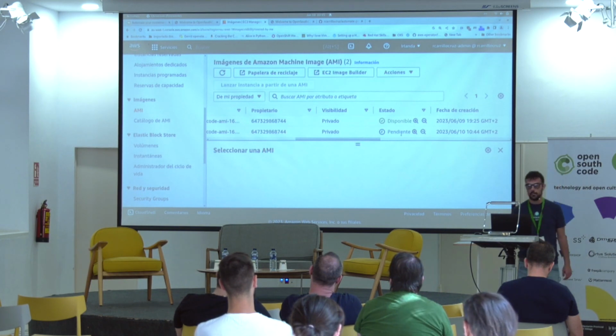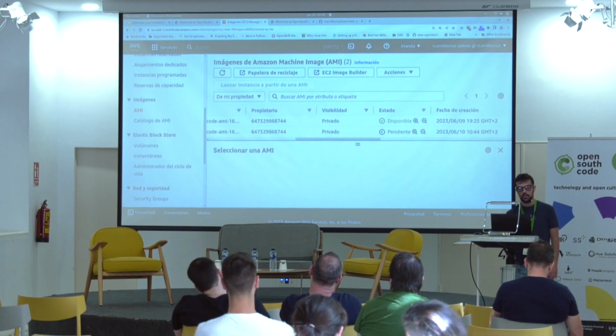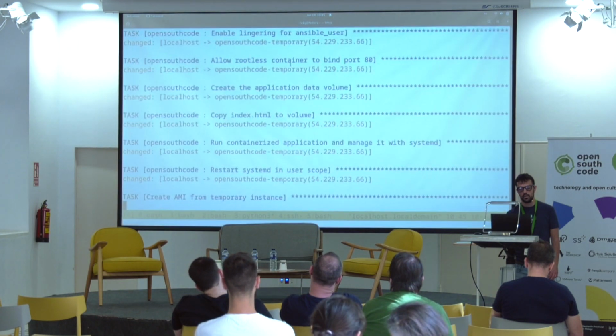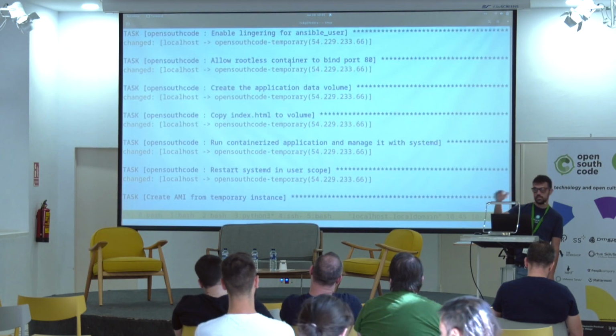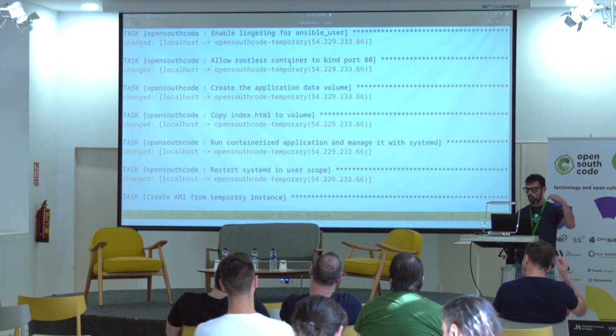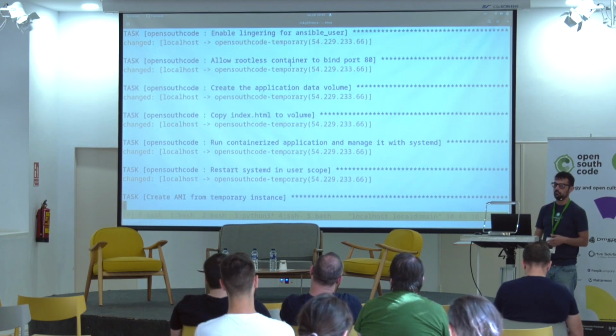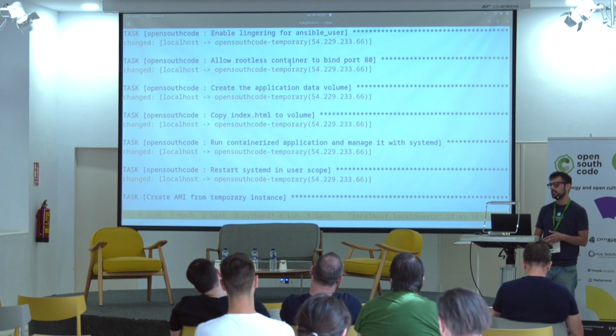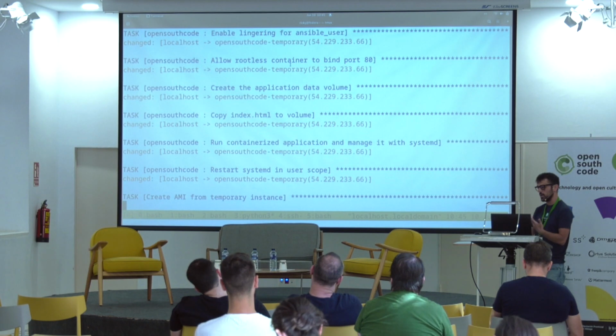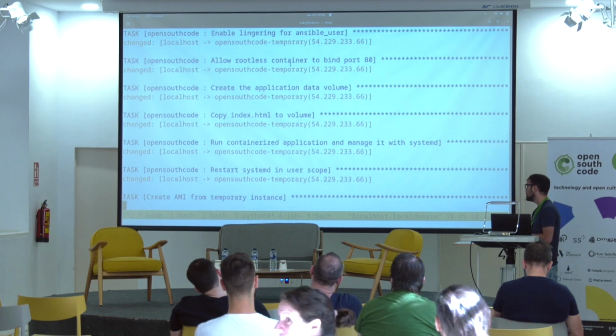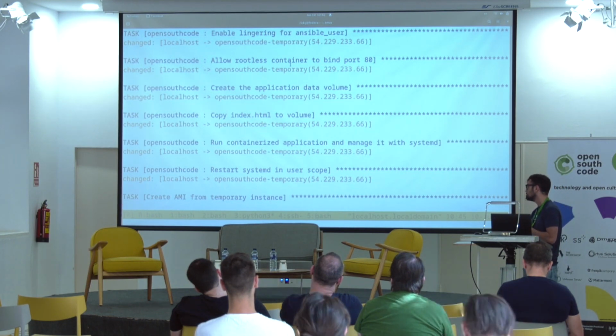Once the AMI is available, the play will move on. It will delete the temporary instance, since now we have the AMI, and then it will cat the AMI ID into a file so we can reuse it for subsequent use. We can keep it for ourselves. Any other questions?